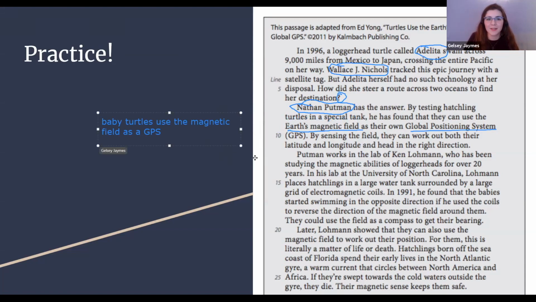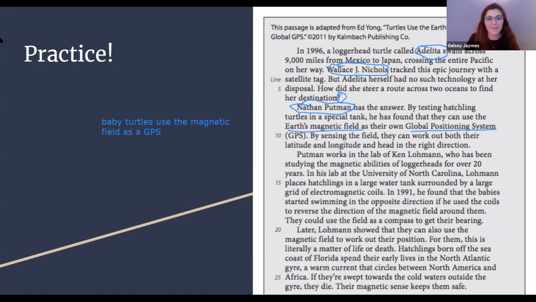I'll try and speed things up here a little bit. So now we can go to the third paragraph. So Putman works in the lab of Ken Lofman, who has been studying the magnetic abilities of loggerheads for over 20 years. In his lab at the University of North Carolina, Lofman places hatchlings in a large water tank surrounded by a large grid of electromagnetic coils. In 1991, he found that the babies started swimming in the opposite direction if he used the coils to reverse the direction of the magnetic field around them. They could use the field as a compass to get their bearing.